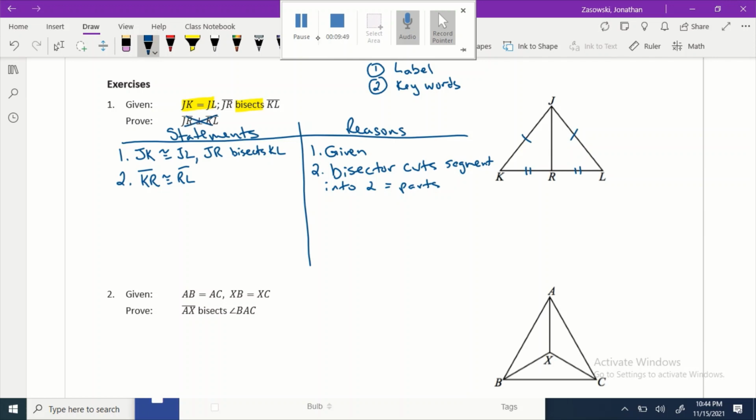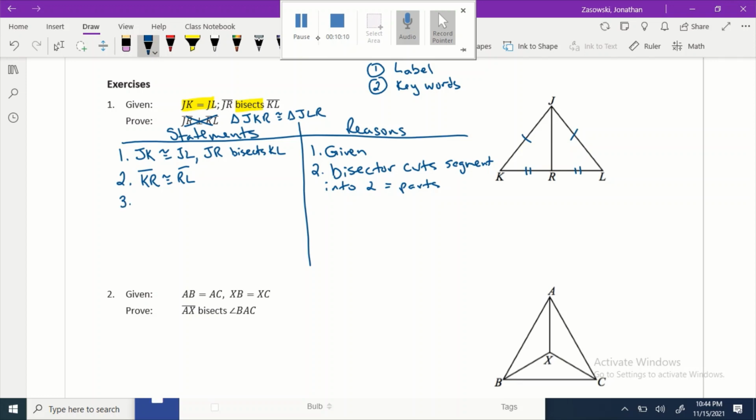Instead of doing perpendicular, we're just going to do triangle JKR is congruent to triangle JLR. We don't have the tools yet to do this. We're going to get there, but we're not there yet, okay? So let's go to step 3.